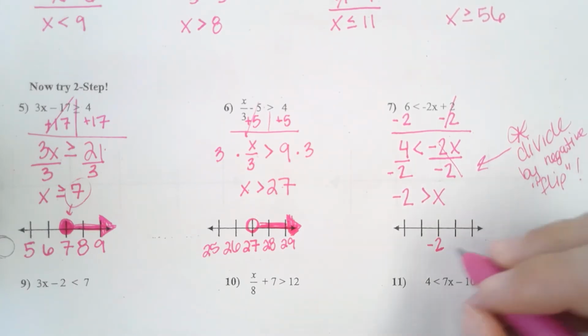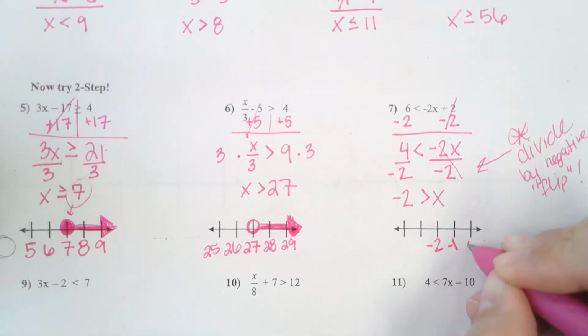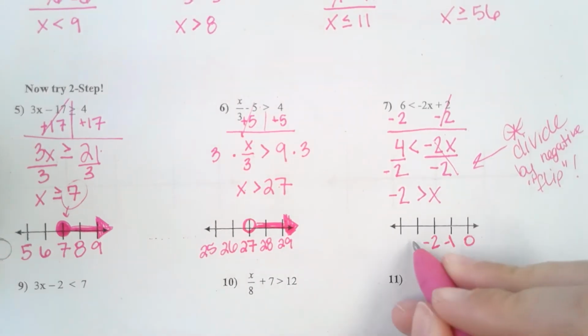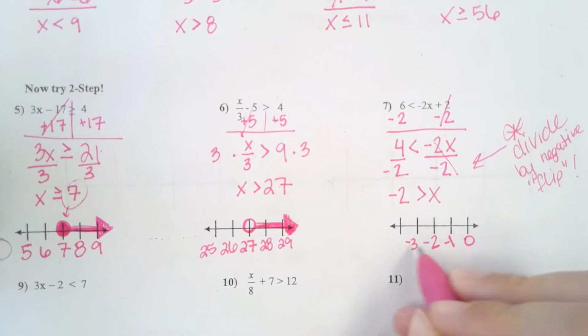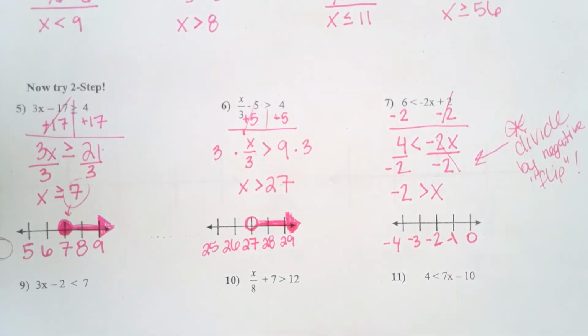So my number line, if I add 1 to negative 2, that's negative 1. And if I add 1 to negative 1, that gives me 0. Okay? And then going to the left, you're going to your smaller numbers. So negative 2 minus 1 is negative 3. And negative 3 minus 1 is negative 4. So that's how your guys' number line should look.